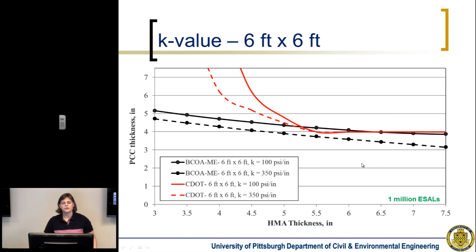It's not very sensitive to the K value. Here we're looking at 6x6 panels, and so you don't see a significant difference. Again, the concrete pavement, the overlay, and the asphalt are carrying the majority of the load, so it's not very sensitive to the supporting layers underneath. With most concrete pavements, again, it's uniform support in those lower layers. Whether it's weaker support or stronger support, as long as it's uniform, you're going to be okay. And again, it shows the instability when you get to the lower thicknesses for the older procedures, and it's more stable for the BCOA-ME.